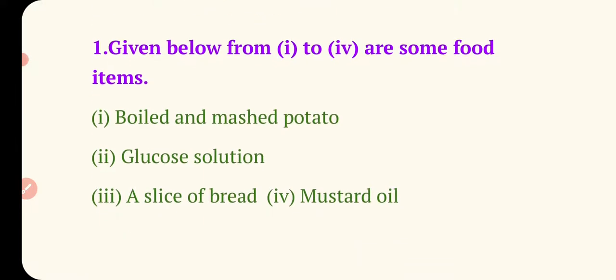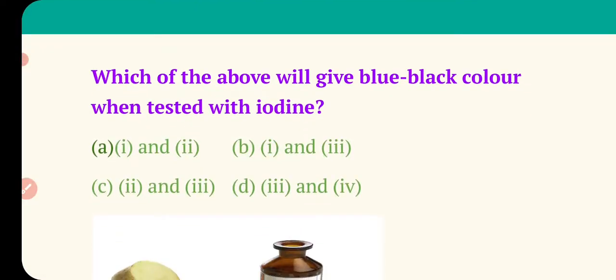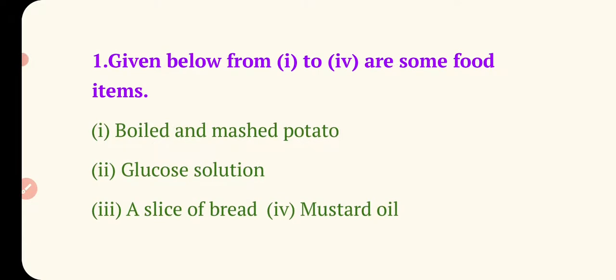So the first question is given below: from first to four are some food items, and which of the above will give blue black color when tested with iodine. So here are some food items given in the options, and you have to find out which food item will give blue black color when it is tested with the iodine solution.